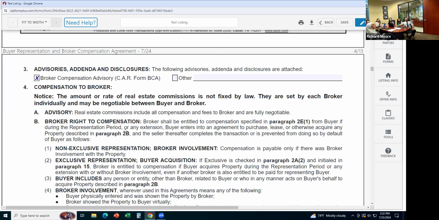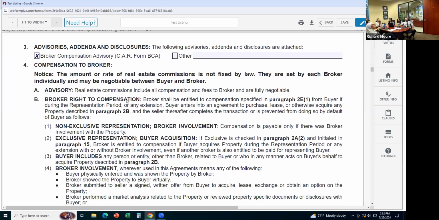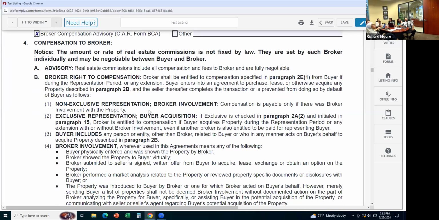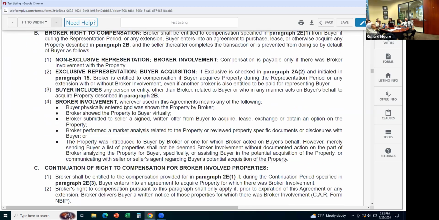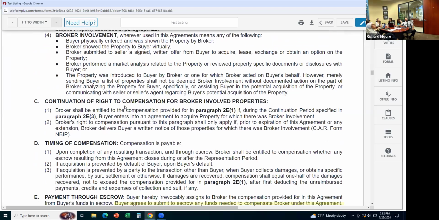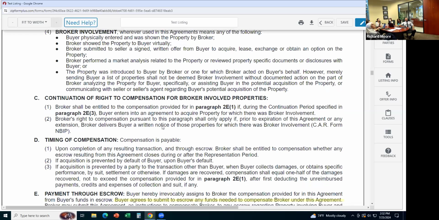All right, so on the next page here, compensation of broker pretty much says broker right to compensation. It spells out what non-exclusive is, what exclusive is. Broker involvement, let's keep going here, this is all pretty self-explanatory. Continuation of right of compensation, this is what I explained to you guys, that if the contract expires and you enter the 90 days, then any properties you show them, you're still entitled to commission within those 90 days if they end up purchasing one of those properties.